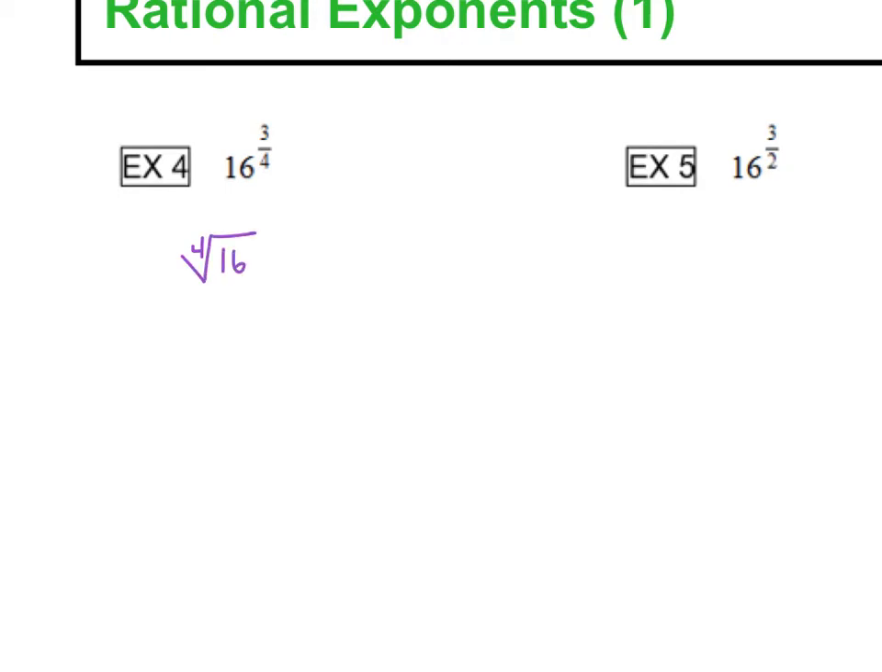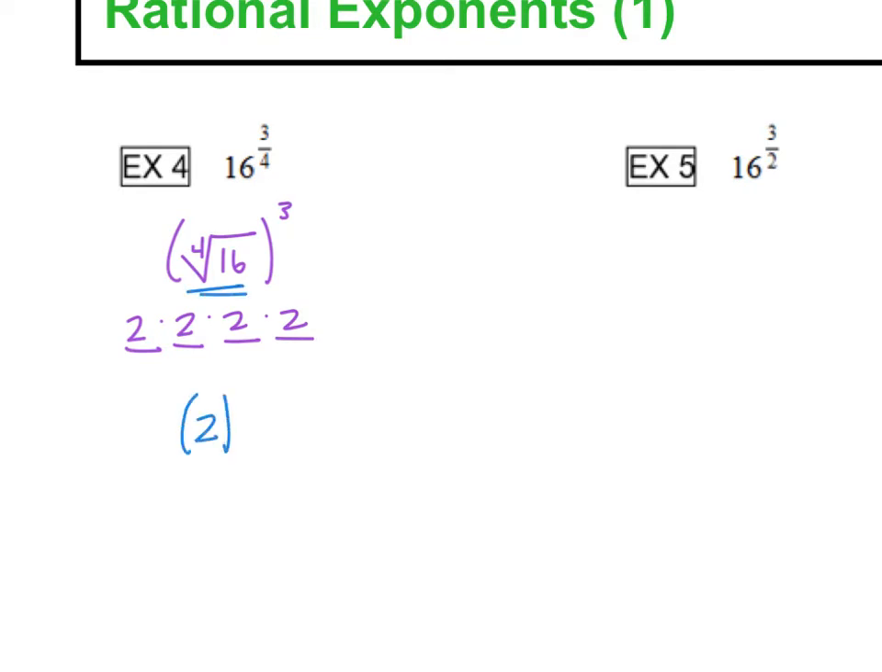4th root of 16. There's the root, I look at that first, and we're going to raise that to the 3rd power. So we're going to simplify our root first. 4th root of 16 means there's a number we multiply by itself 4 times to get 16. So is it 1? Is 1 times 1 times 1 times 1 16? Or is it 2? Or 3? Or 4? So you can find this pretty quickly. It actually is 2. 2 times 2 is 4, times 2 is 8, times 2 is 16. So the 4th root of 16 is 2.